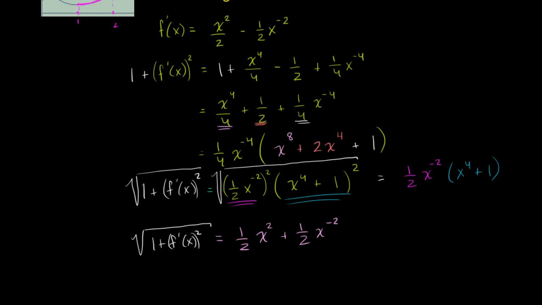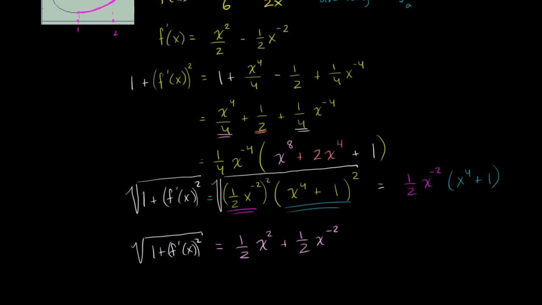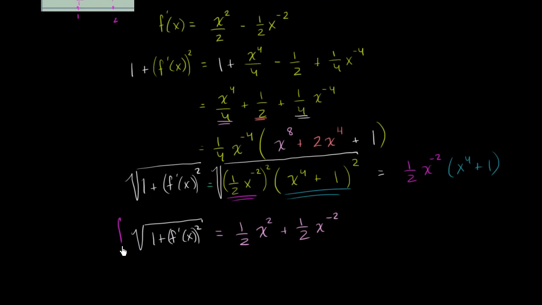But now let's take the definite integral. So let me give myself some space to write my dx. So we're going to take the definite integral, in this case, from x equals 1 to x equals 2. So it's the definite integral from x equals 1 to x equals 2 of this dx.